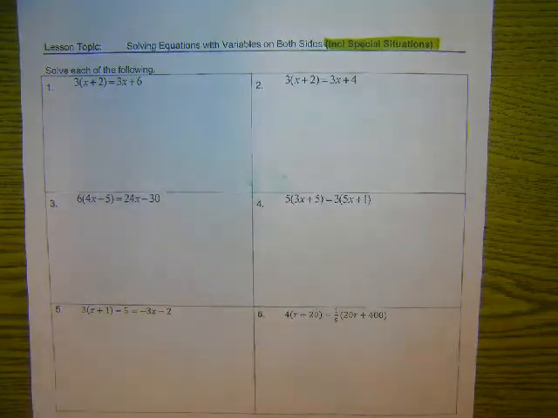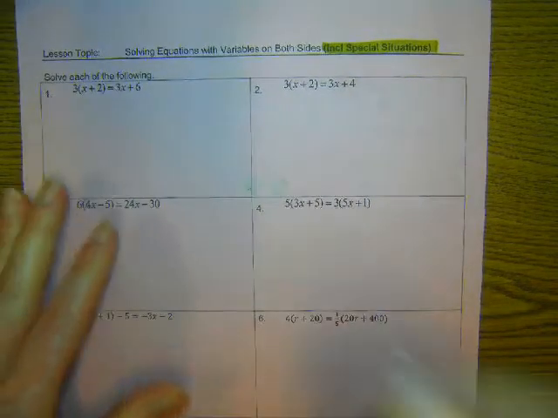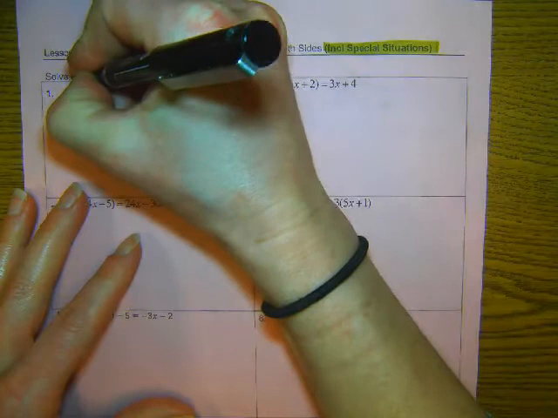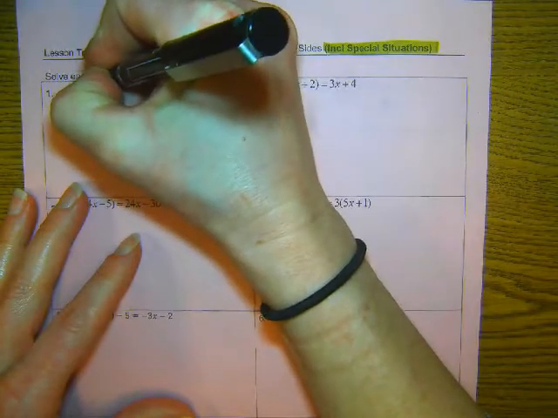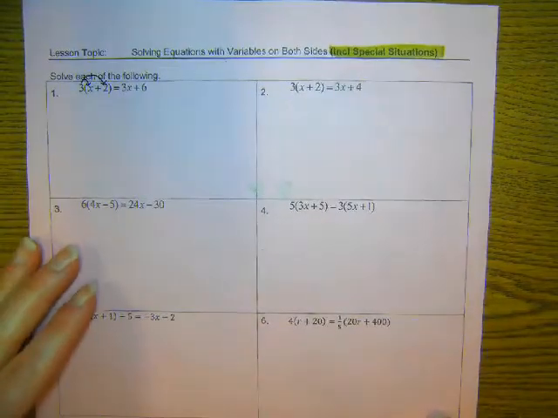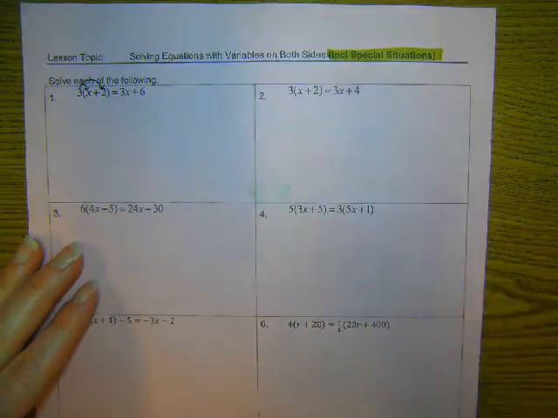So let's take a look at questions 1 and 2, and on questions 1 and 2, we notice that we have parentheses. We'll just start with number 1. And we go ahead and we're going to remove that parentheses because when we're solving, that's what we're supposed to do first, to simplify both sides of the equation. And so I go ahead and do that.